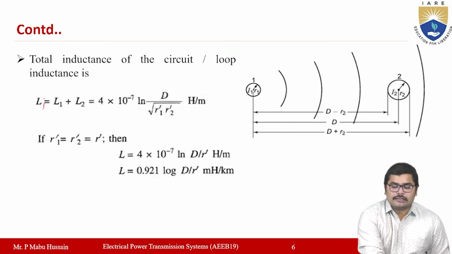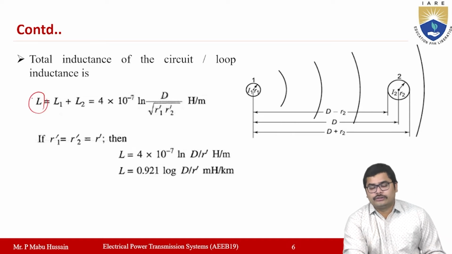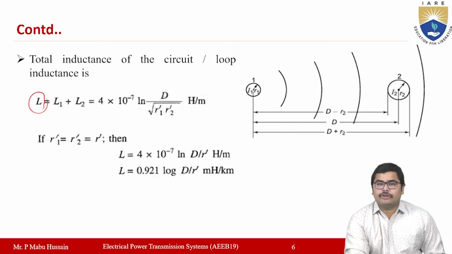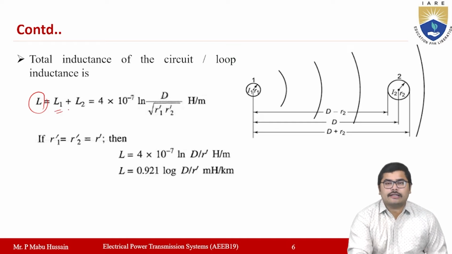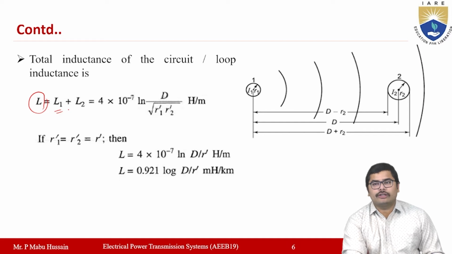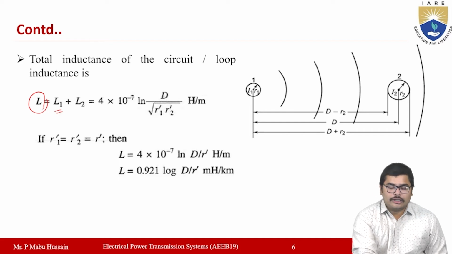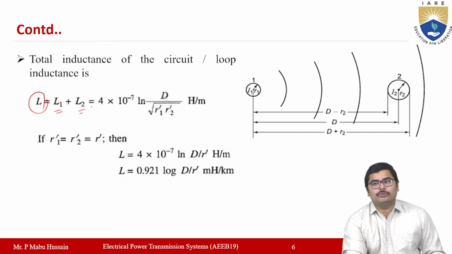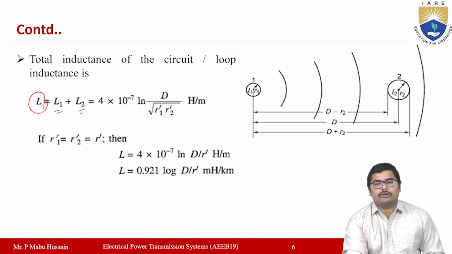So the total inductance of the circuit or loop will be equal to L, where L is the summation of L1 and L2. Here L1 is the inductance of conductor 1 due to current flowing in conductor 1 only, and L2 is the inductance of conductor 2 when current flows in conductor 2 alone. Now if you consider both currents, you will get the total inductance of the circuit, which is the summation of the two inductances L1 and L2.